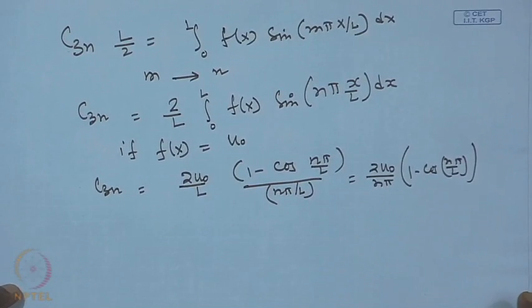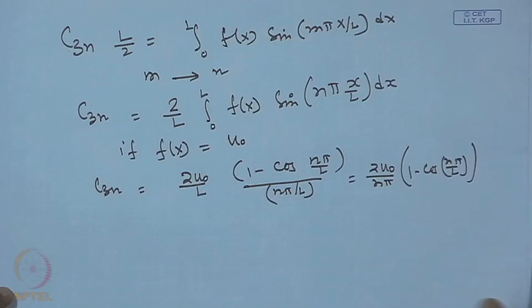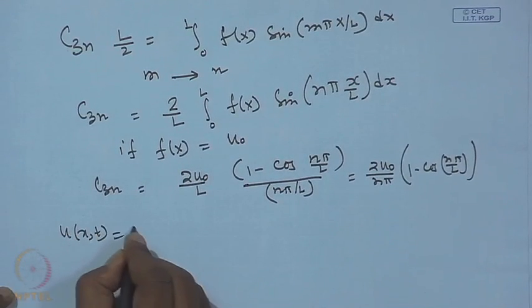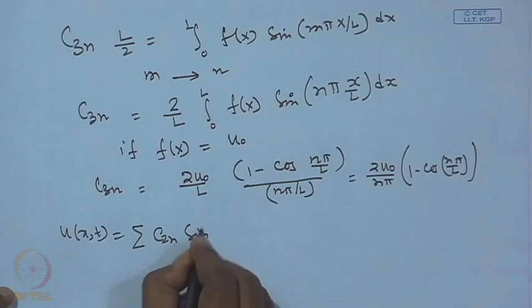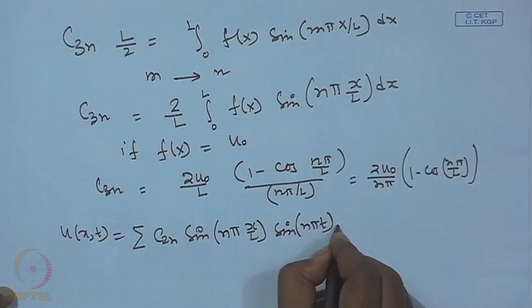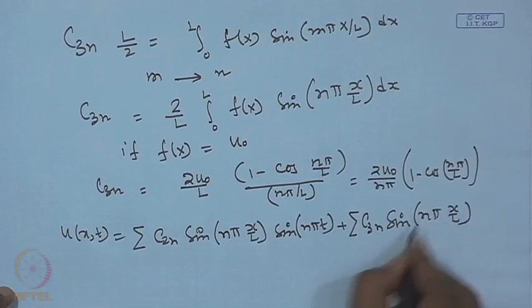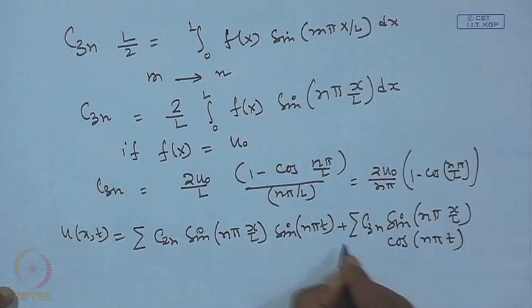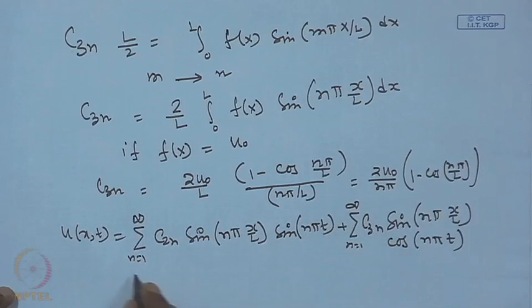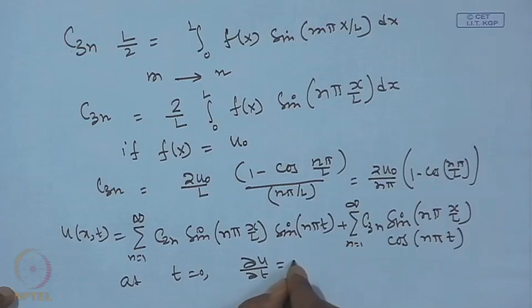Similarly, the value of the constant C4n can be evaluated from the other boundary condition. For that, what we have to write? We have to write down the expression of u(x,t). u(x,t) was summation of C2n sin(nπx/L) sin(nπt) plus summation C3n sin(nπx/L) cosine(nπt). So, if you remember, the other boundary condition was at t equal to 0, del u del t is equal to 0.